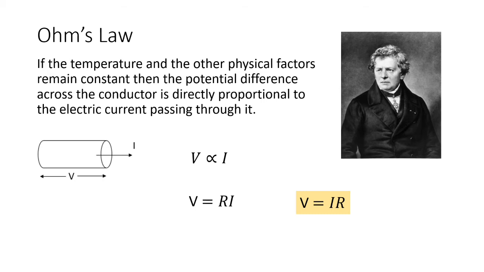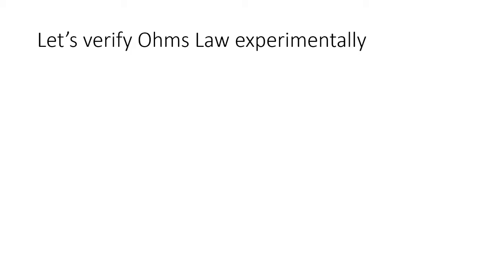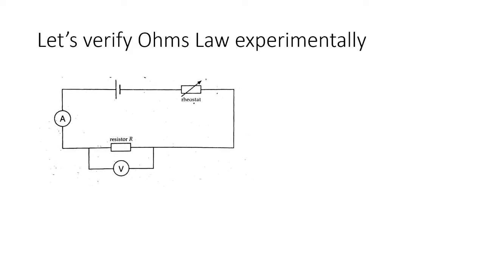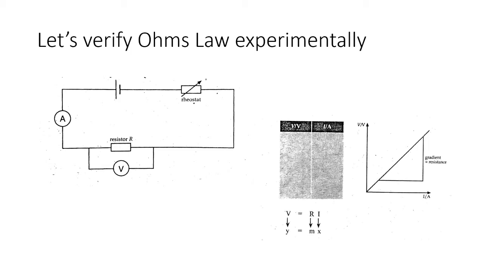Well, next let's see how we can verify Ohm's law experimentally. For this we can construct a circuit as you can see now. And we can note down 5 or 6 sets of ammeter and voltmeter readings by varying the rheostat. Next, from the experimental data points, we can plot a graph of V versus I by taking I values on the x-axis and V values on the y-axis. Finally, by inspecting the graph, we can verify Ohm's law. It should be a straight line passing through the origin, and the gradient of this curve represents the resistance.